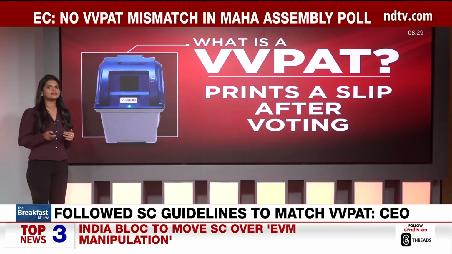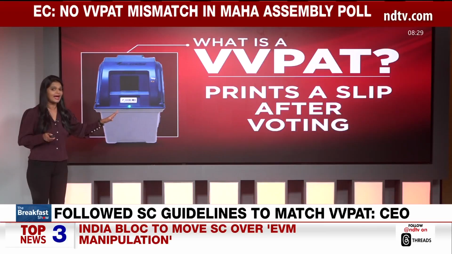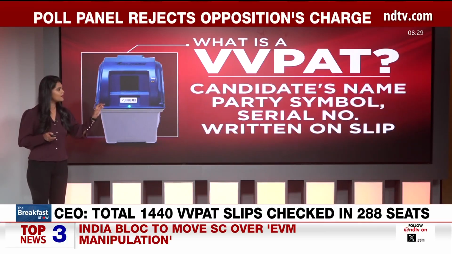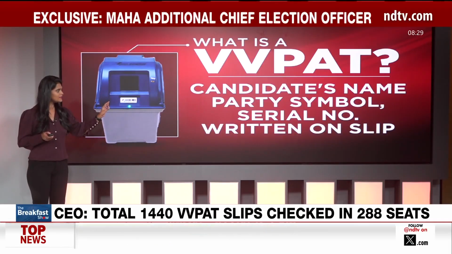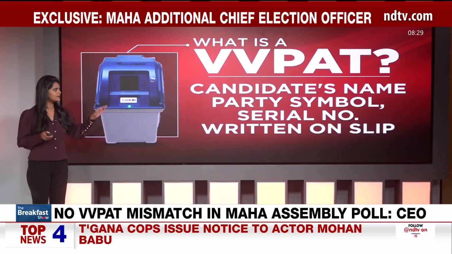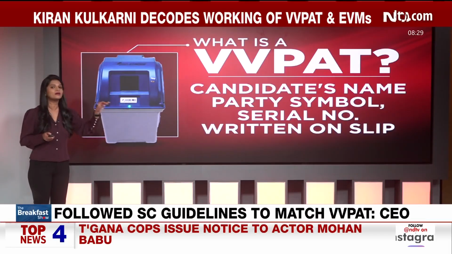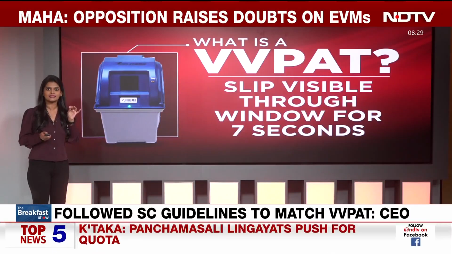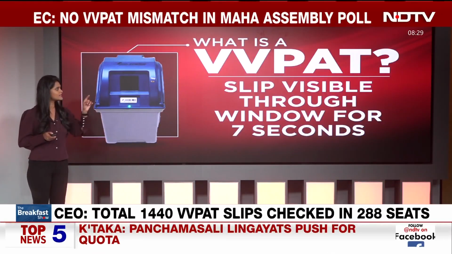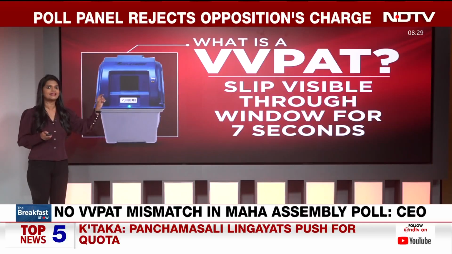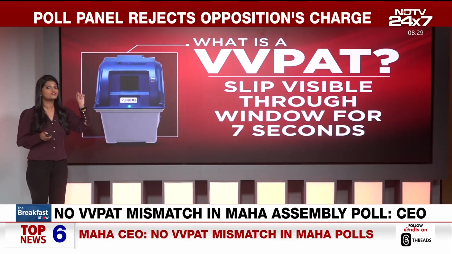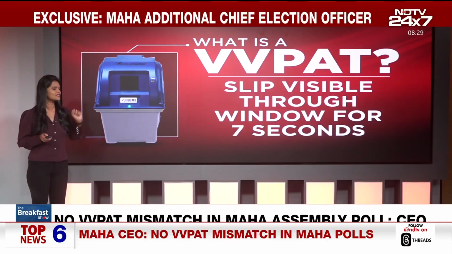Now, what does that paper slip contain? It contains the name of the candidate, his or her serial number, party symbol, as well as several other details. So majorly candidate's name, party symbol, as well as serial number is written on that particular slip. And when a vote is cast, a slip is printed and it contains these details and it is visible through a transparent window for exactly 7 seconds.